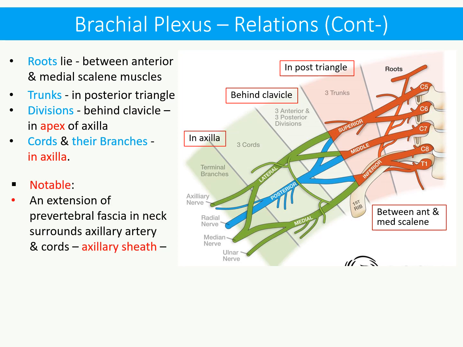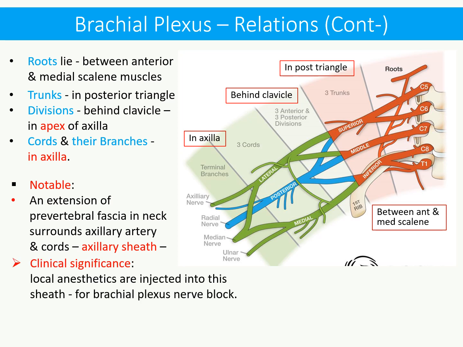A notable point is that an extension of prevertebral fascia in the neck surrounds the axillary artery and cords of the brachial plexus. This is named as axillary sheath. It is used for injection of local anesthetics for the brachial plexus nerve block.